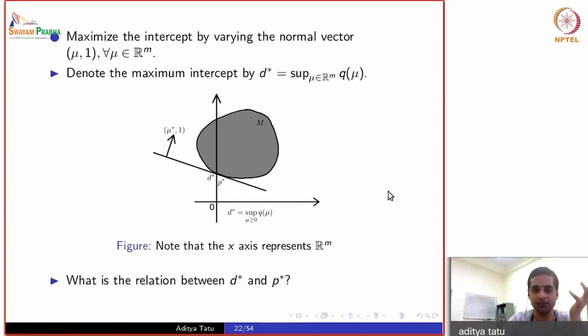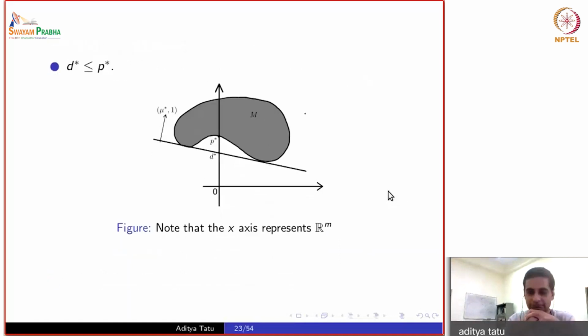So D star and P star, should they be different? They seem to be equal in this particular case. Great. So in this case, they are equal. Are they always equal? No. If I take a set that looks like this, if it's a convex set, then it will be equal. So I hope you see why convexity is important again. If M is convex, although it's not a proof, I hope you can intuitively convince yourself that D star and P star will be the same. Okay?